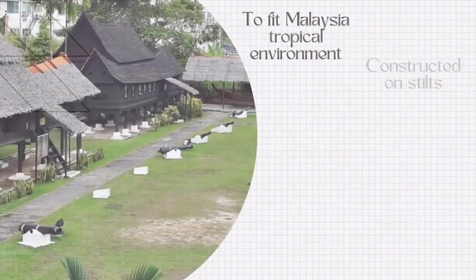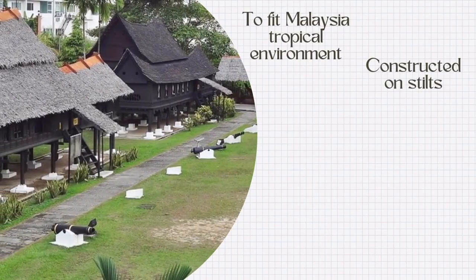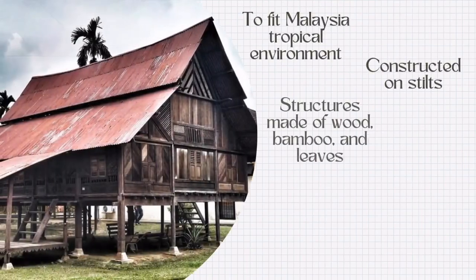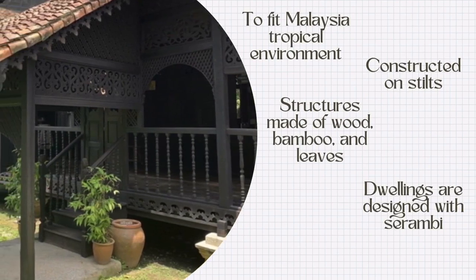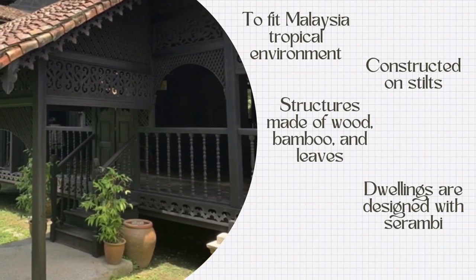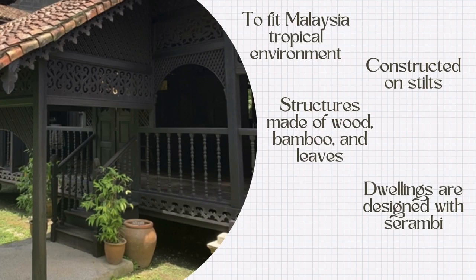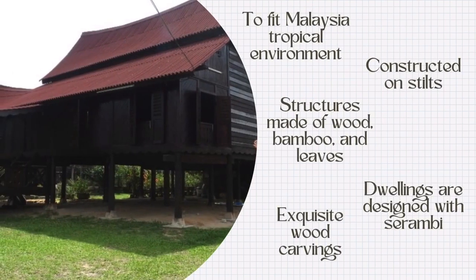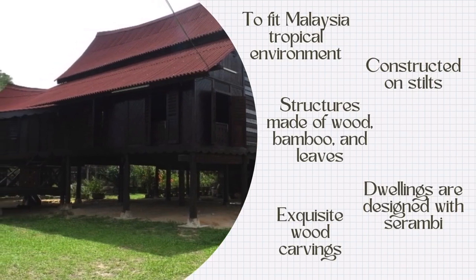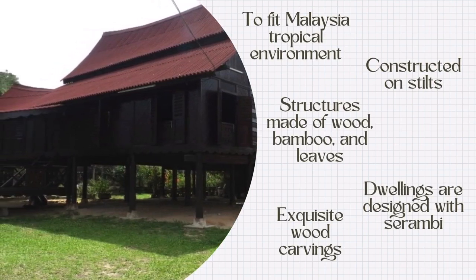The houses are constructed on stilts to keep them cool and dry, whereas the structures are made of wood, bamboo, and leaves. The dwellings are designed with a serambi that contains serambi pangkal, serambi tengah, and serambi hujung, as well as the rumah ibu or main house with a simple timber frame architecture, pitch roof, front porches, and numerous ventilation vents in the walls. Negeri Sembilan houses are also adorned with exquisite wood carvings that serve as visible markers of the owner's social rank and status.